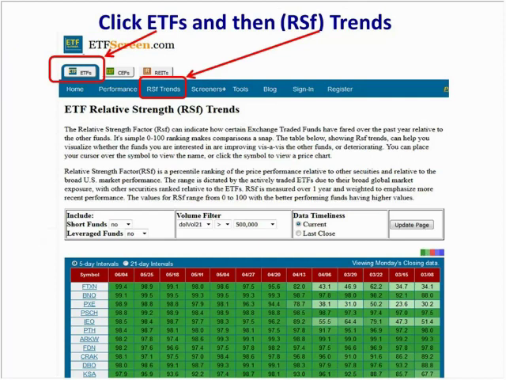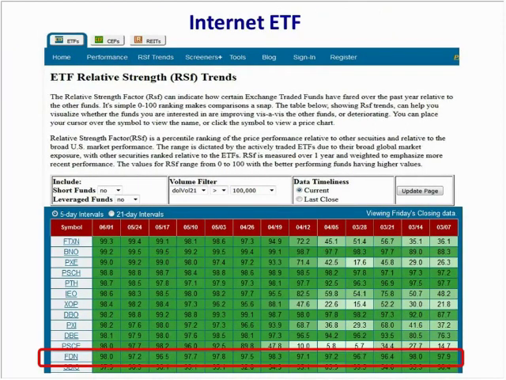When you log on, you just click ETFs in the upper left corner here, and then click RSF trends, and it will display the ETFs with the highest relative strength at the top and the lowest relative strength at the bottom. So a very simple way to get a quick picture of which ETFs have the high relative strength, the ETFs you should be focusing on for bullish positions.